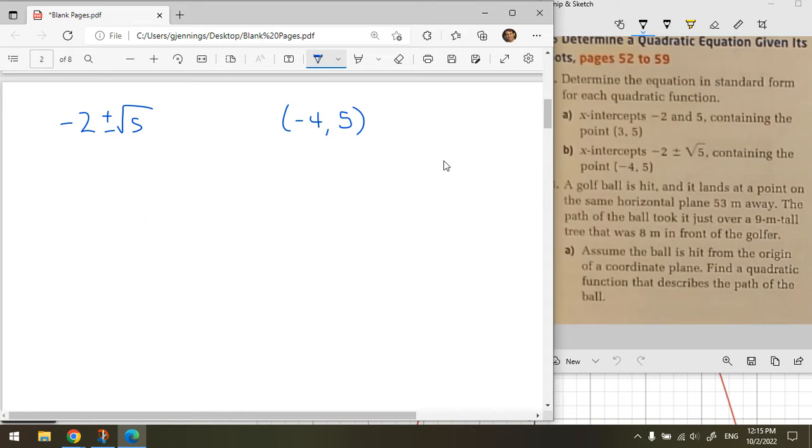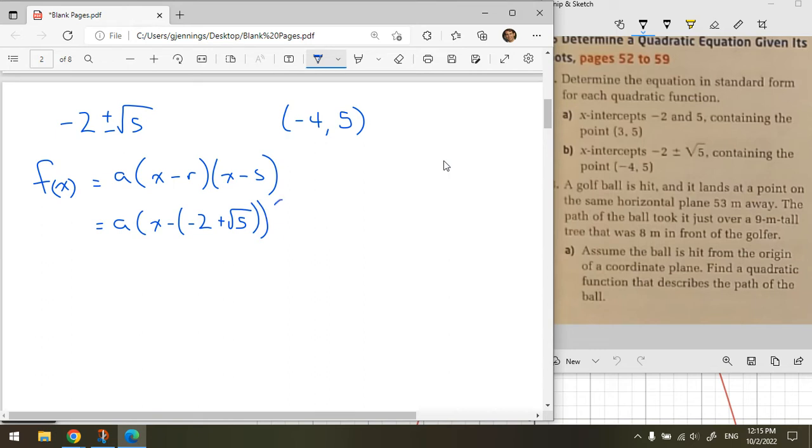So let's do it. So we know that f of x, the function that we're looking for, we could have called it g of x or q of x or whatever you want, but I just default to f of x, is equal to the stretch factor, which we'll solve with algebra, multiplied by x minus r times x minus s. And then we substitute in: x minus (-2 plus the square root of 5), which is one of the roots, multiplied by x minus (-2 minus square root of 5). Notice I used all of the extra brackets, and that's going to help me avoid errors.